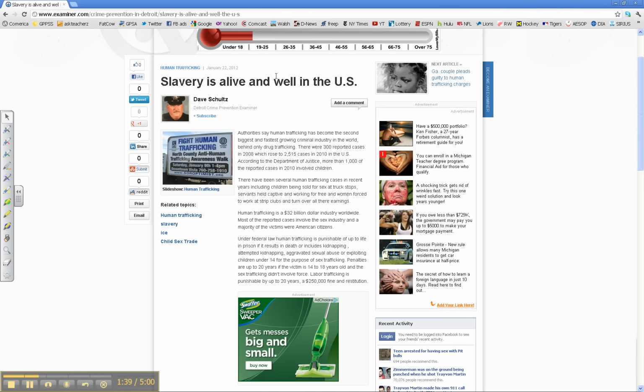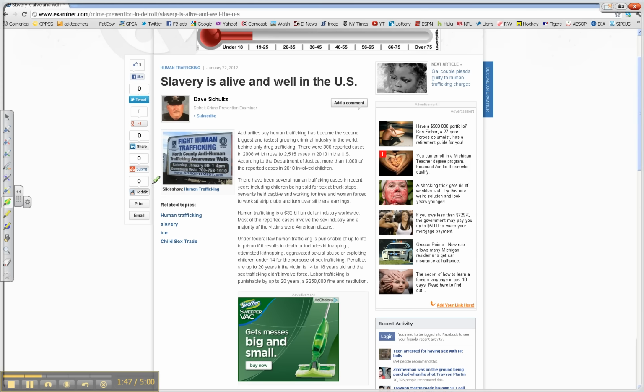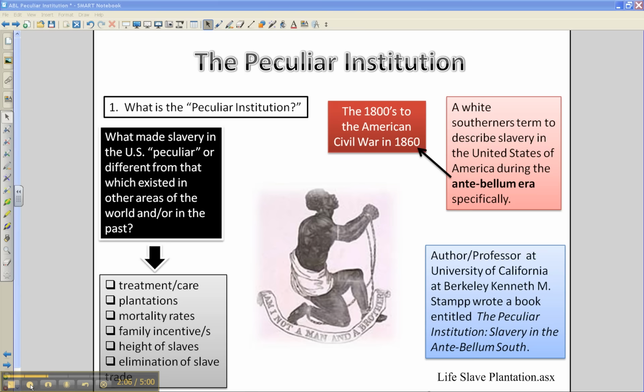Now, here is just a brief little idea of this. This is from January of this current year, 2012. And in this situation, we'll notice the title of it: slavery is well and alive in the United States of America. And in this situation, there's 2,515 cases just in the United States alone. And these deal with human trafficking. And many of them, as it says here, involve children.